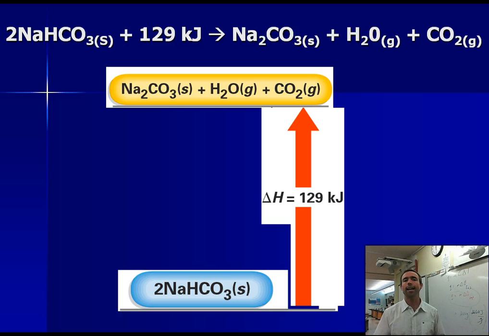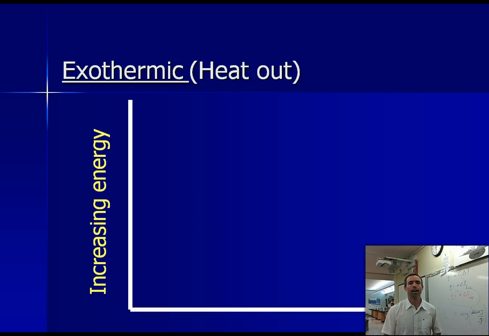You can think of your bank account. If you have more money coming into your bank account than you are spending, you still have a positive balance in your bank account. That's endothermic. Okay, now exothermic, remember X means exit. This is heat going out.